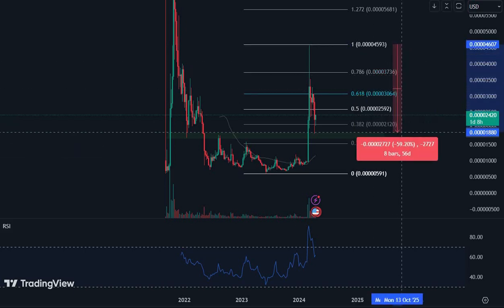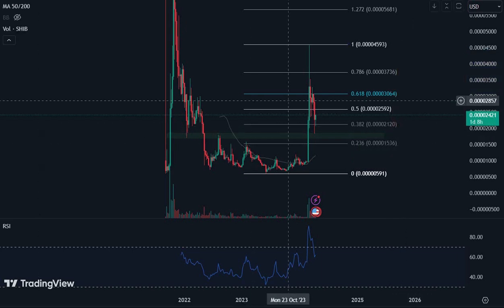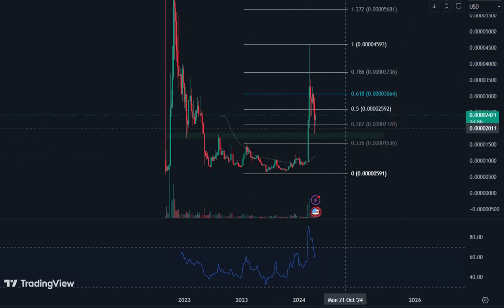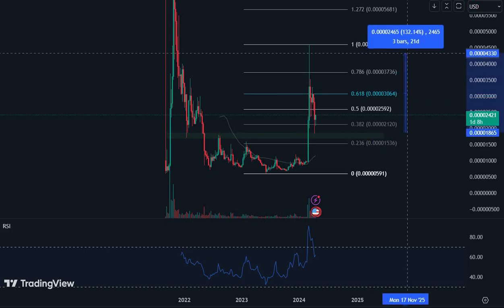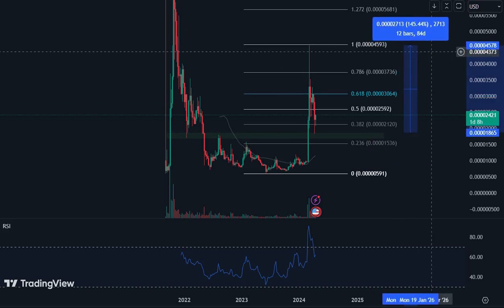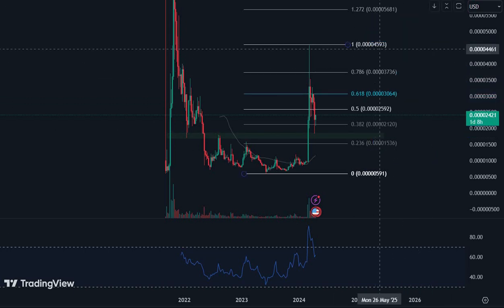Because look guys, we went 58% down, and how much do you have to make to get it back? If you lose 50%, you have to make 150% on the way back. Do you understand the difference?